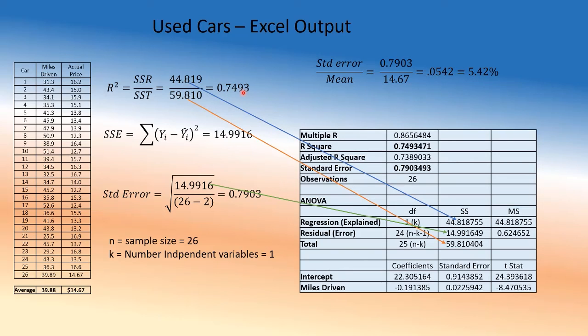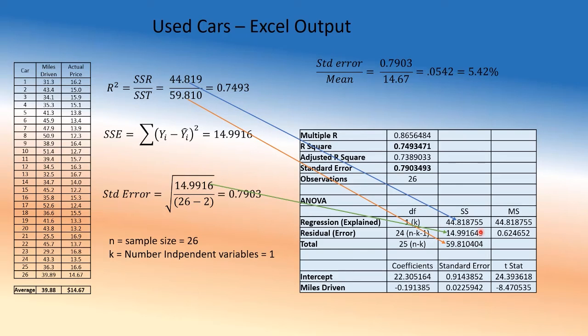What's the meaning of this? The meaning is that in our model, about 75% of the car price variation is explained by the number of miles driven. 25% is why we go to see the car.